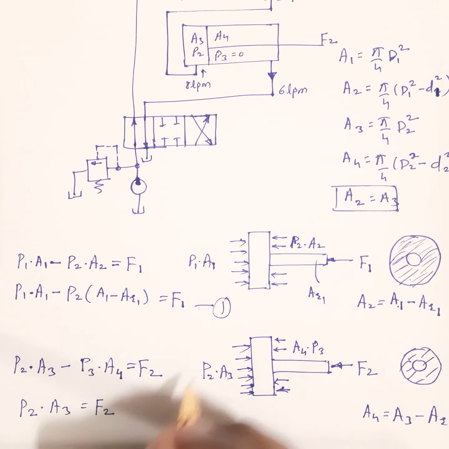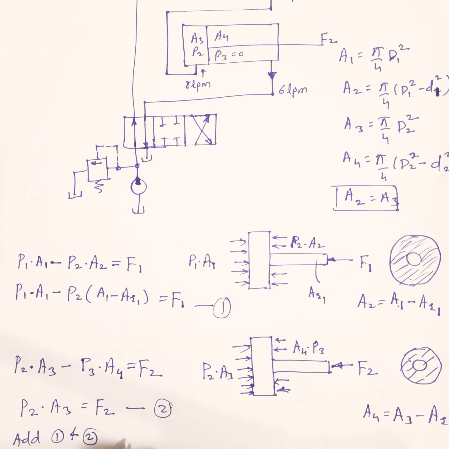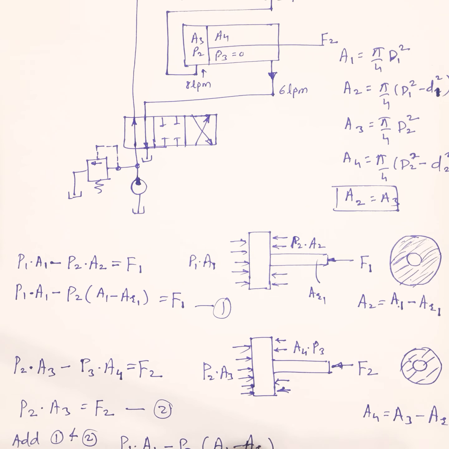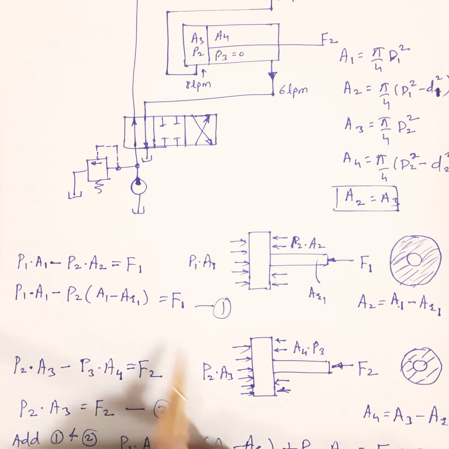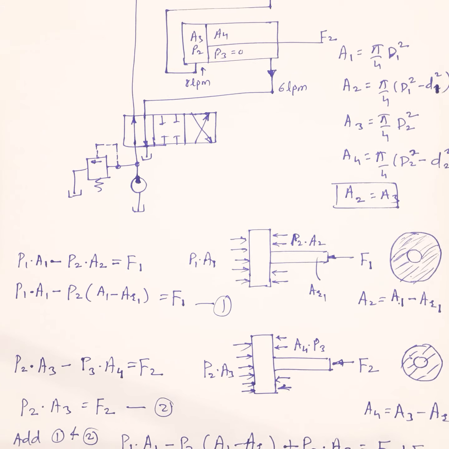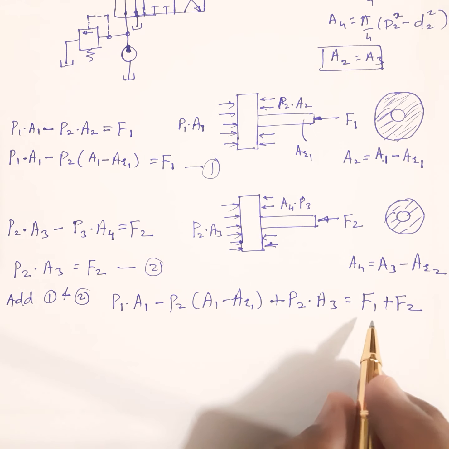Now mark this equation as equation number 1 and this as equation number 2. So if we add equations 1 and 2, we get P1 into A1 minus P2 (A1 minus AR1) plus P2 A3 is equal to F1 plus F2. Okay, so here we have written P2 A3, and this complete left hand side, and here the right hand side is F1 plus F2. So now we have added both the equations.